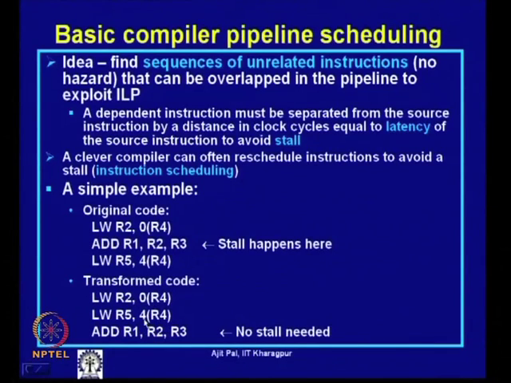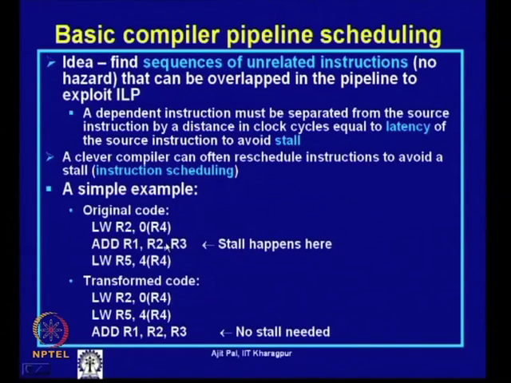By reordering the instructions, this is a transformed code, there is no stall needed. Earlier there was a stall needed after load word; you have to introduce a stall if you have to read correct data, and this is not required in the transformed code. This type of compiler scheduling can be done with the help of an optimizing compiler, we call it an optimizing compiler.